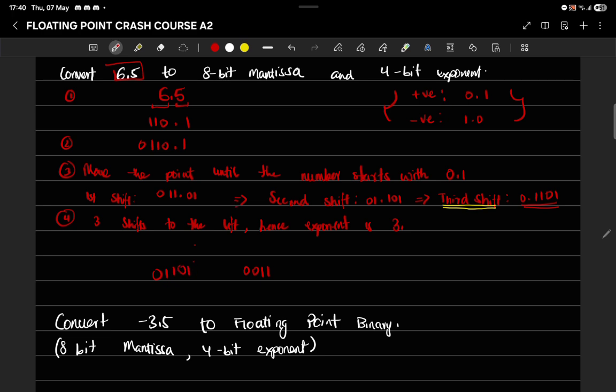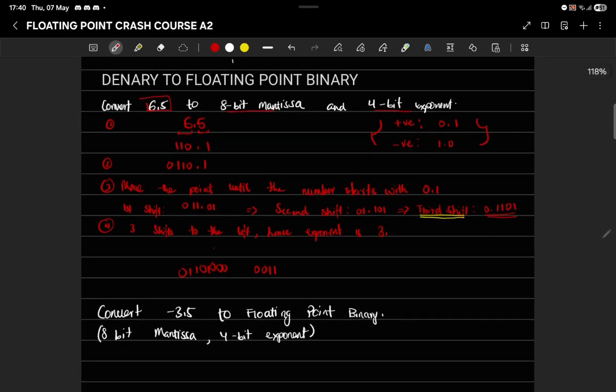Notice they asked for an 8-bit mantissa and a 4-bit exponent. We have the 4-bit exponent, but we have only 1 2 3 4 5 bits of mantissa, so we add the remaining zeros here. So 6 7 8. So this is how we convert a denary positive number to a floating point binary number.